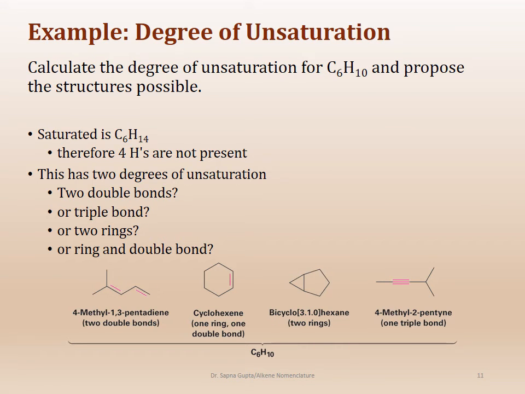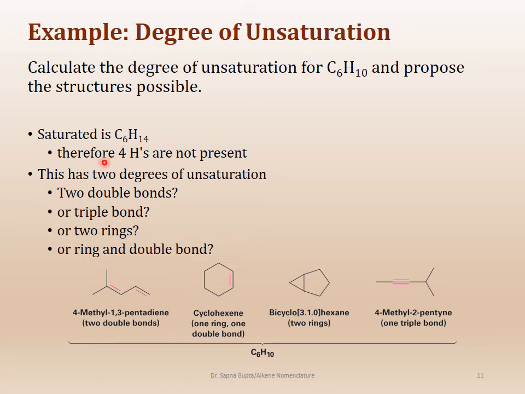Let's do another example. Here we have a formula of C6H10, and the question says to propose as many structures as possible for C6H10. The first thing we do is find the number of hydrogens that are missing. For an alkane with 6 carbons, we would have 14 hydrogens, so 4 hydrogens are missing. 4 divided by 2 means we have 2 degrees of unsaturation, which means we could have 2 double bonds, 1 triple bond, 2 rings, or 1 ring and a double bond.